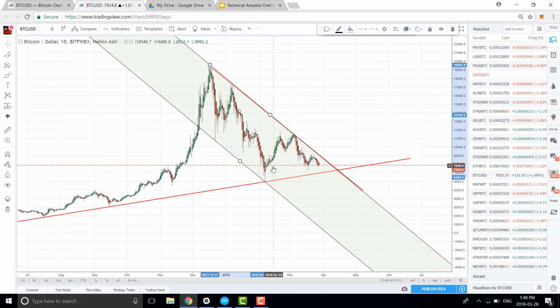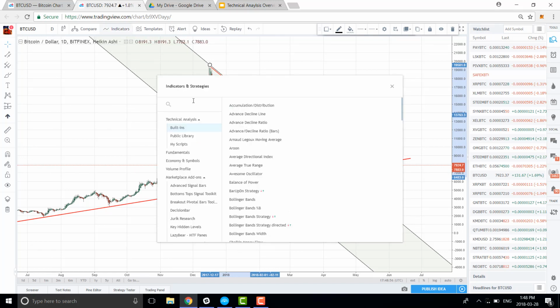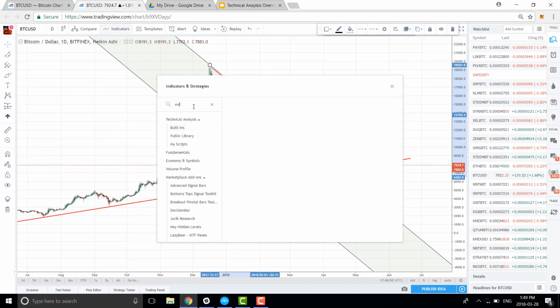So these are just examples of what we just went over in the slides. Also, I'll turn on the volume. You can come to indicators and turn on whatever you'd like to look at. You can do RSI, stochastic RSI, MACD. We'll put on the volume.